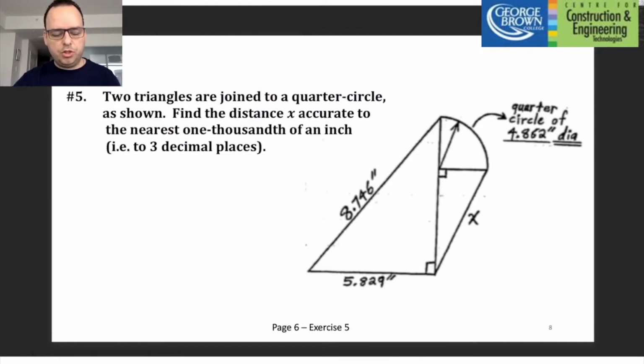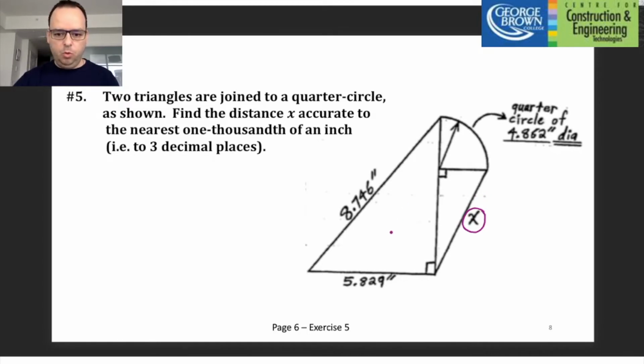Okay, here's our next question. It's on page 6 also. It's exercise 5. The objective here is to find the length x here, this distance. However, now we have a compound figure. By compound, we mean that the figure has more than one shape that is attached.